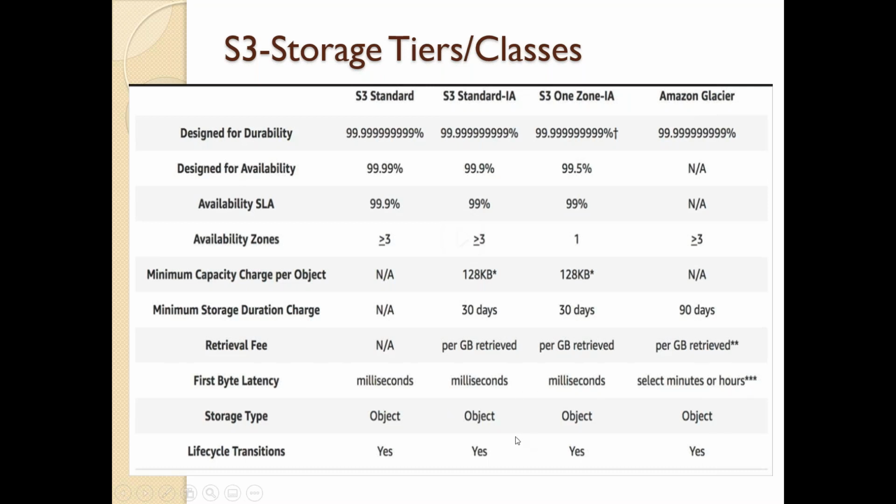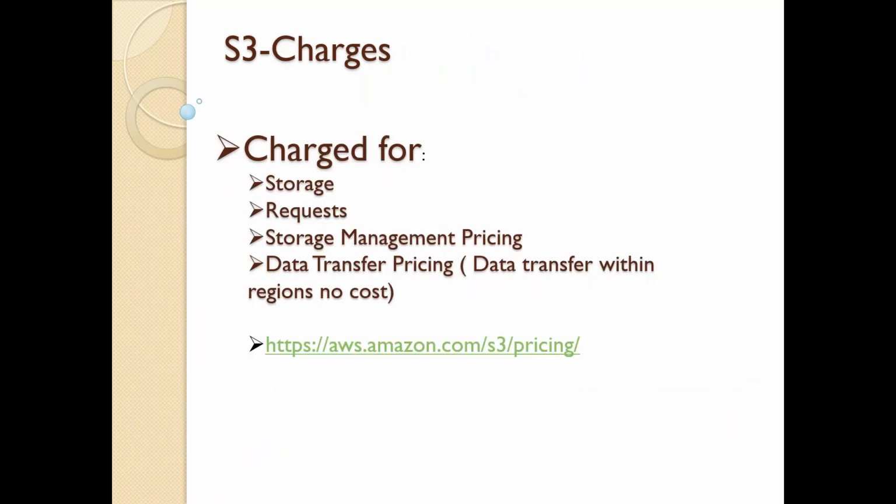All are object-based storage and all support lifecycle transitions. What is a lifecycle transition? We can write rules to say that when objects are over 30 days old, move them from here to here, and move that same object from here to here after 90 days. After 180 days, move it to Glacier. All this can be automated using lifecycle transitions. So this is what we do.